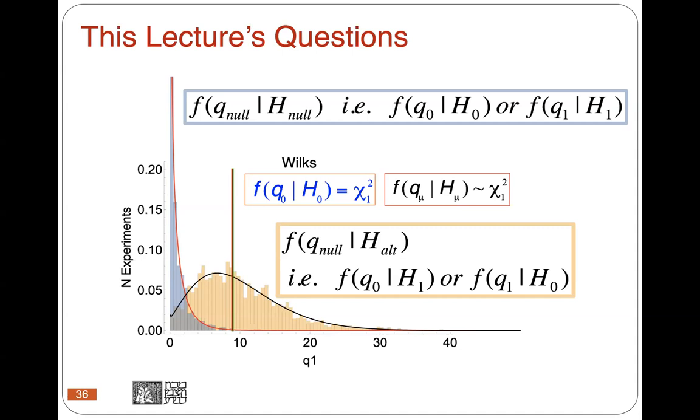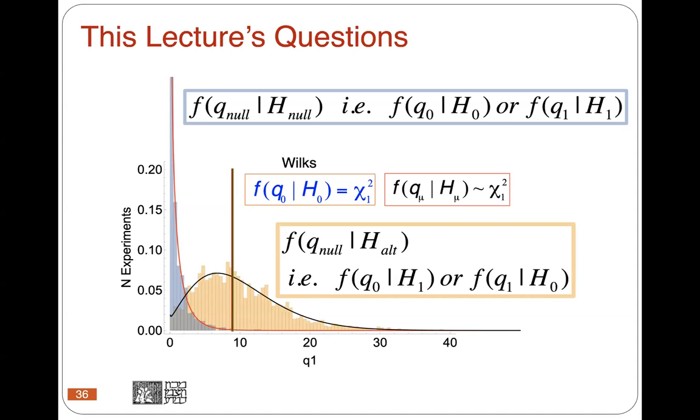And here comes Wilks' theorem. It tells me, no matter what the null hypothesis is, the distribution of the profile likelihood test statistic, which is the likelihood over the best likelihood, is always distributed like a chi-square with 1 degree of freedom. This is what you see in the blue area here. The red curve that you see here is a chi-square with 1 degree of freedom. So it could be either f of Q0 under H0 is chi-square with 1 degree of freedom, or f of Q mu under mu will be chi-square with 1 degree of freedom.